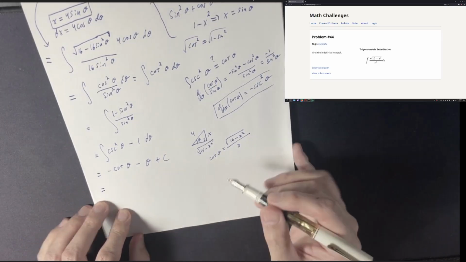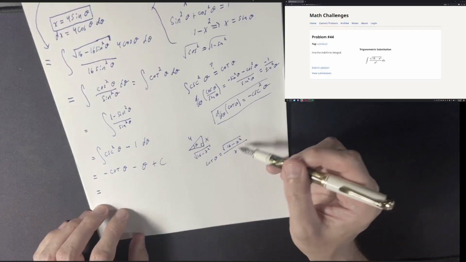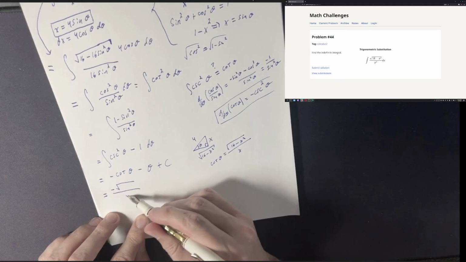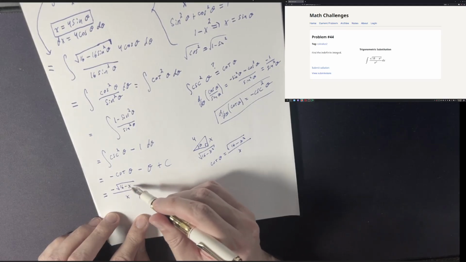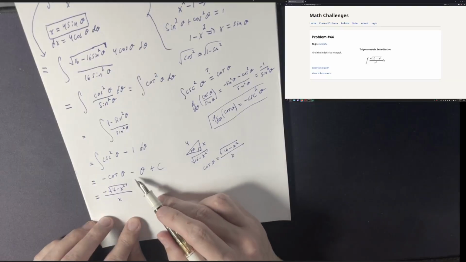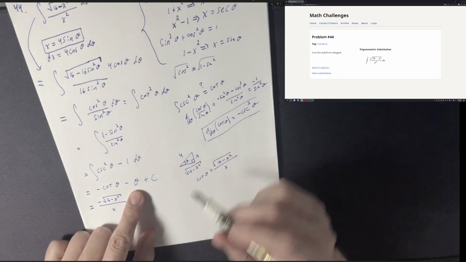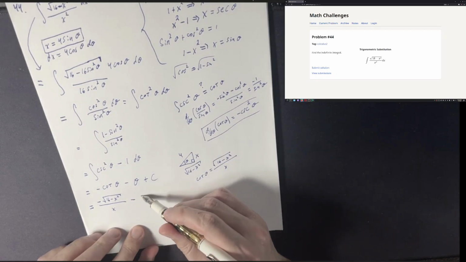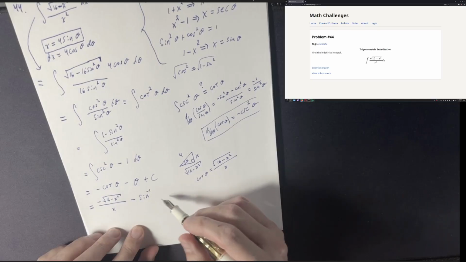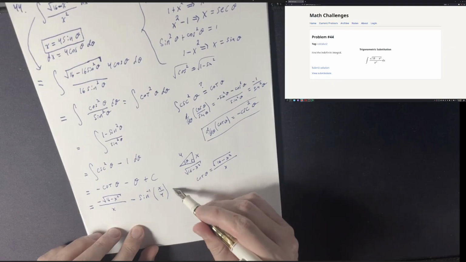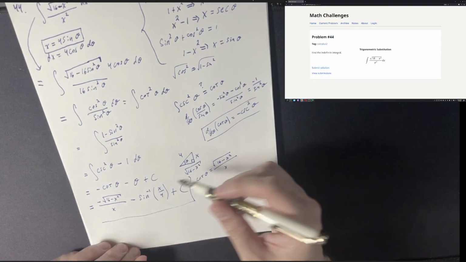So our final step is to put all this stuff back in terms of x. Cotan is this stuff, so I get negative root junk over x, like that. That's the first term. And then minus theta, but theta I'm saying is some inverse trig function. So I'm going to go arc sine or inverse sine of x over 4. And that is our final answer on this one.